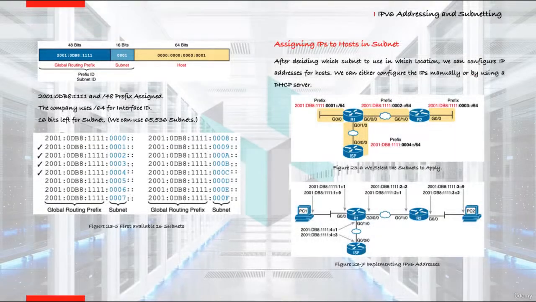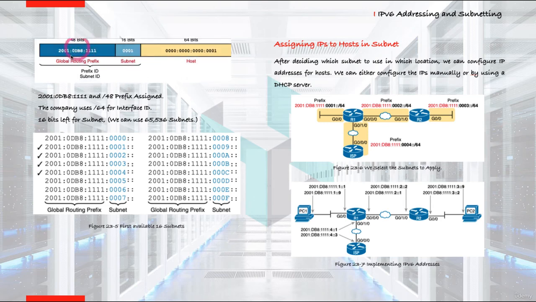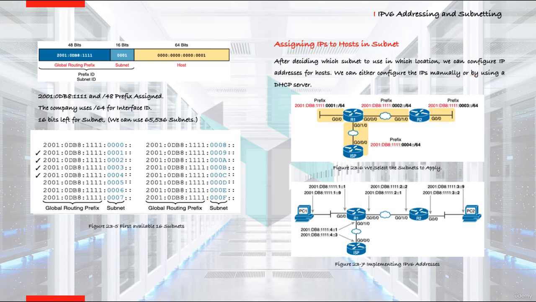In the example here, 2001:0db8:1111 with a /48 prefix means our first 48 bits are the global routing prefix, and the rest is a subnet of 16 bits. If we reserve 16 bits for a subnet, we can use 65,536 subnets. Here we show the first 16 subnets. Our first 3 blocks are the global routing prefix, then our subnet ID.